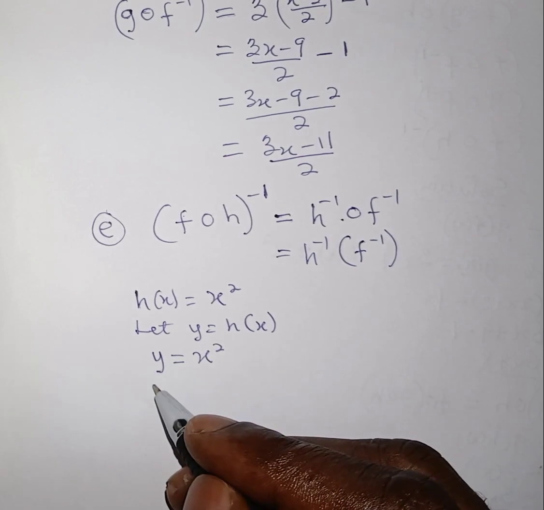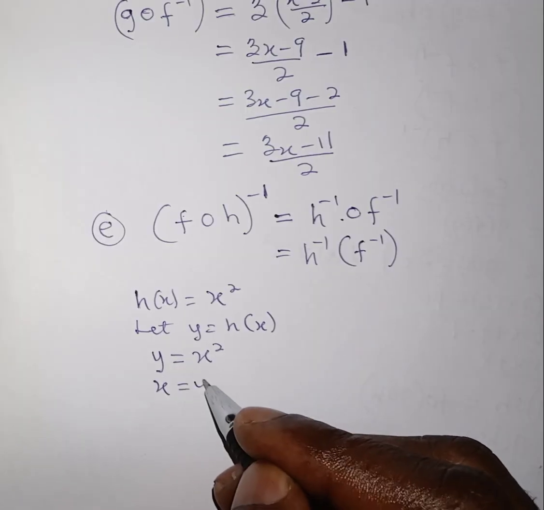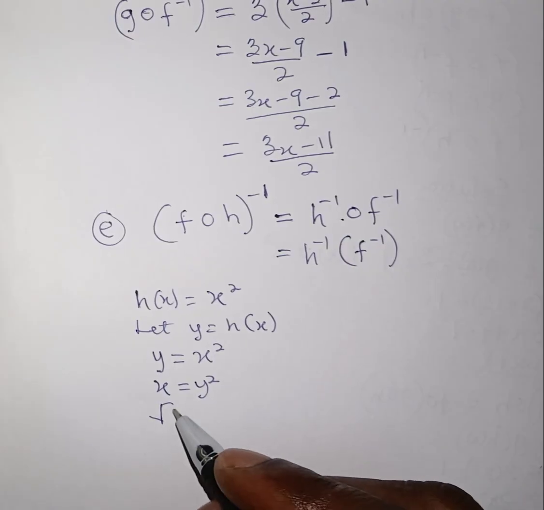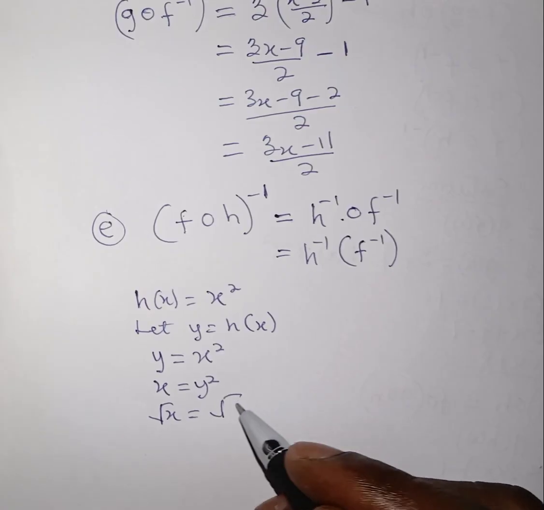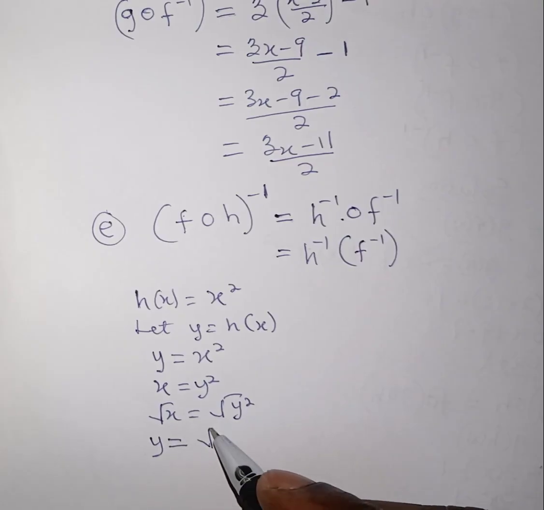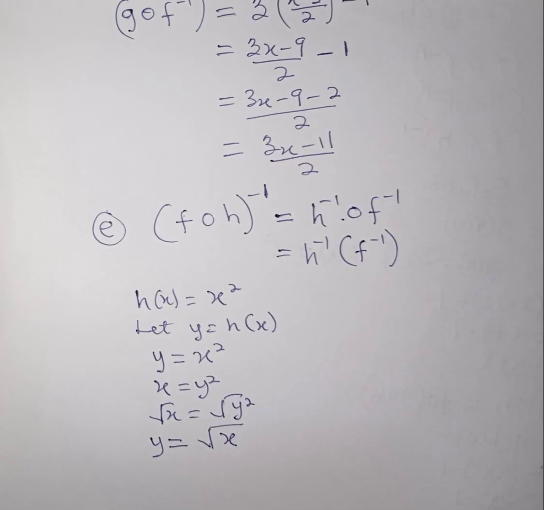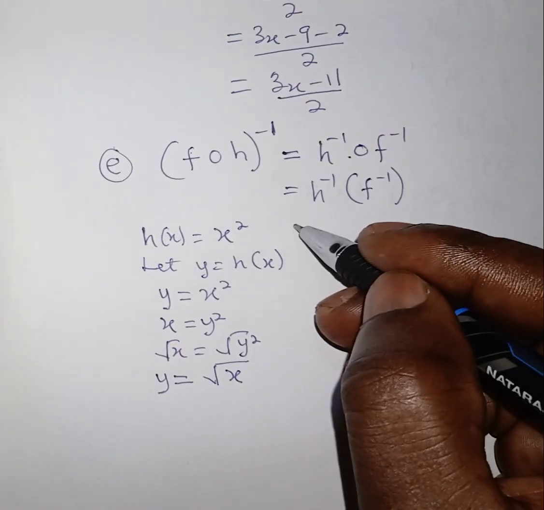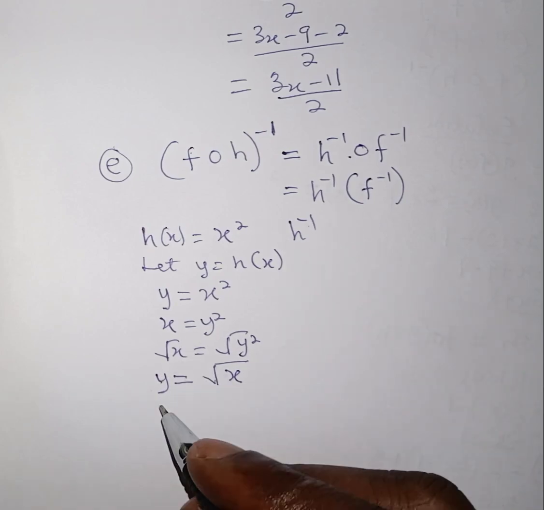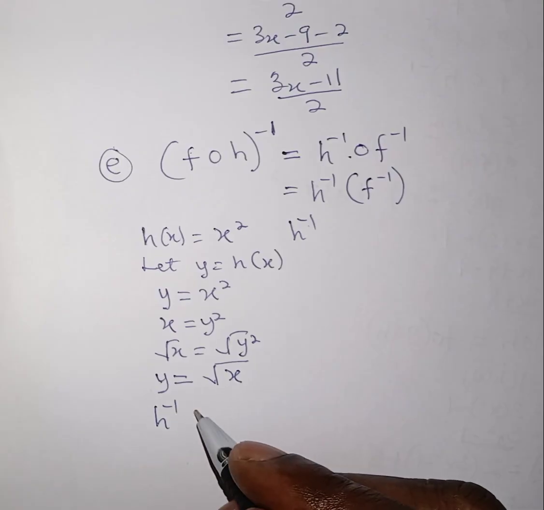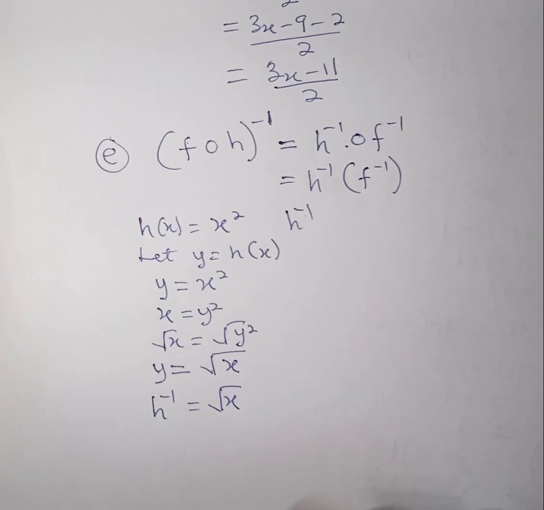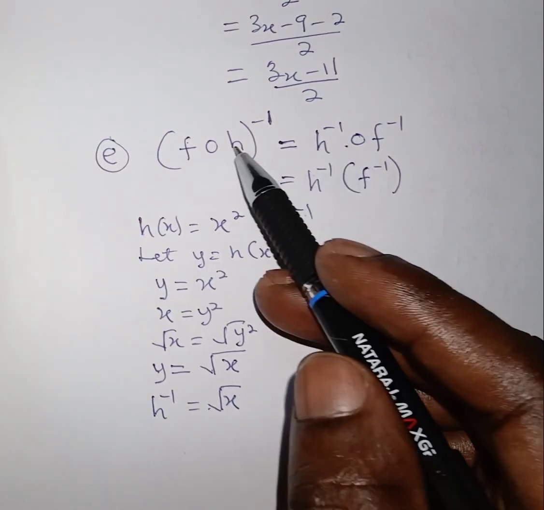Just interchange their positions, and then you have x is equal to y squared. Then you make y the subject. In that case, you take the square root of both sides, and that is y is equal to the square root of x. After that, you know that h inverse is this, so you substitute h inverse for y. Then I'll write this here, which is equal to root x. Good. So now we have that, so we can proceed to solve this.